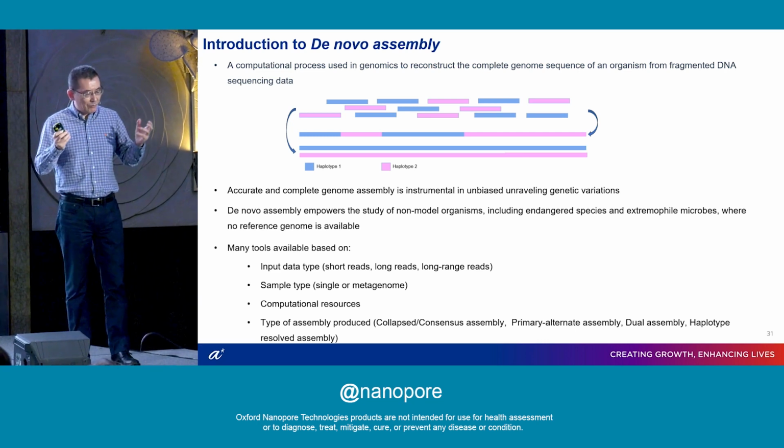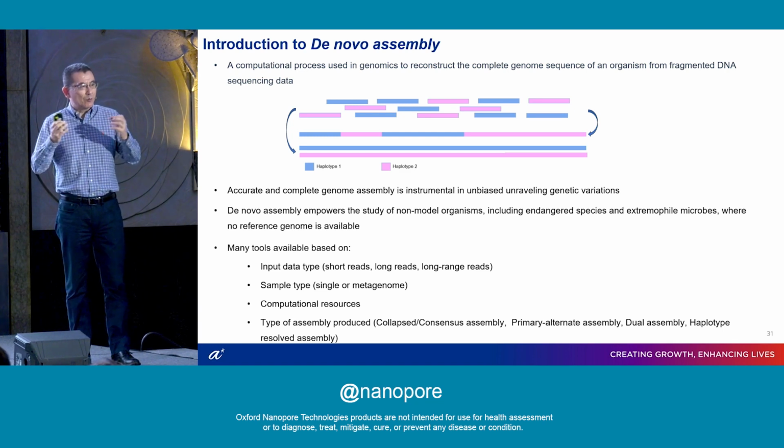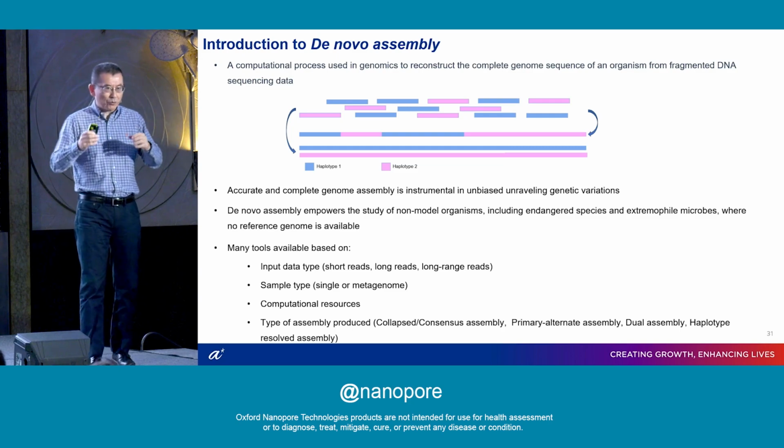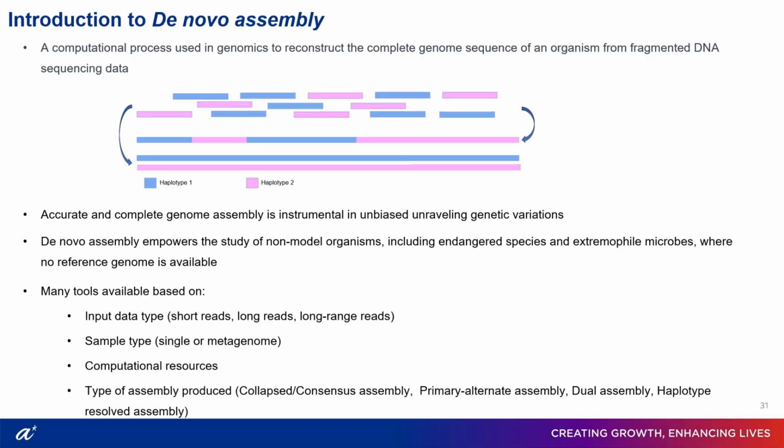And there are a lot of applications for de novo assemblies. We are currently using this to generate the human reference genomes or pan-genome reference, and also for many other species that have never been sequenced. De novo assembly is usually the first step to understanding the genome. There are many tools that can do de novo assemblies, depending on what kind of data, what sample size, and what kind of computational resource you have.